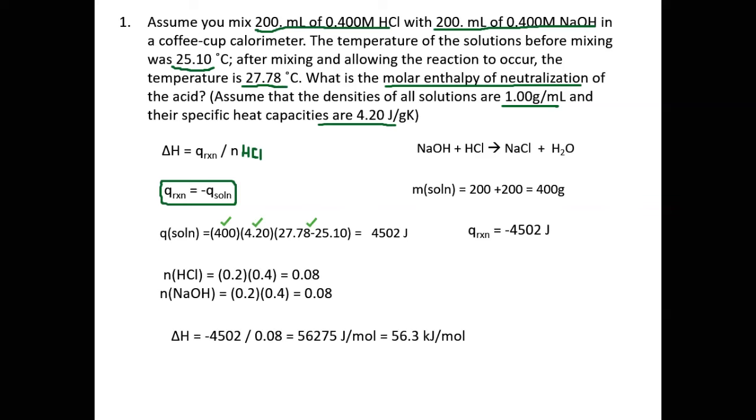And then we notice that the moles of acid is 0.08. So we take the heat of the reaction divided by the moles of acid, we get the delta H. And my apologies, it should be a negative because these should be exothermic. So negative 56,275 or negative 56.3 kilojoules. I forgot to put the minus sign because this will be an exothermic process.